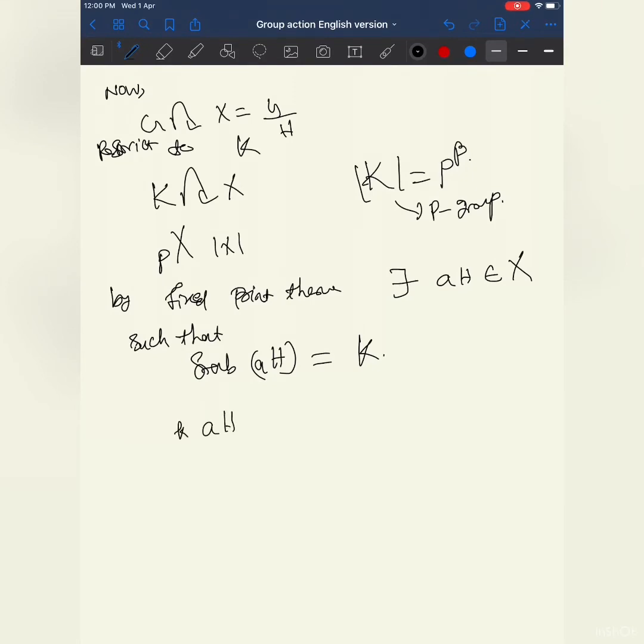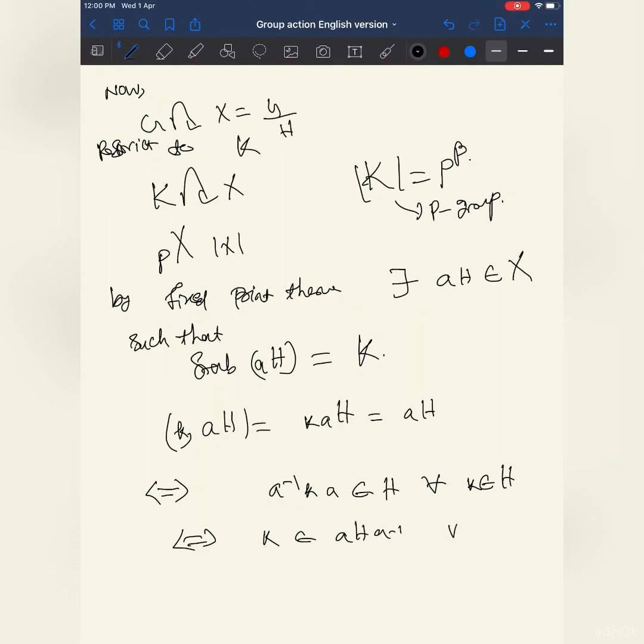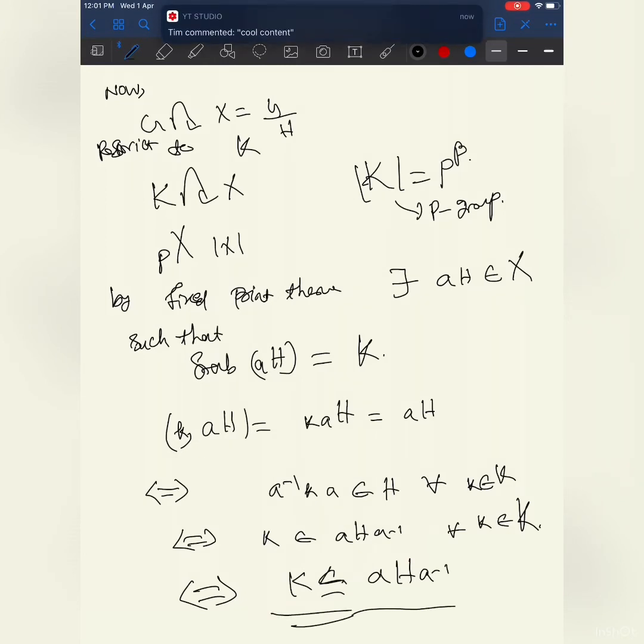It means what? For any k in K, k·AH equals AH, that is again, A inverse kA belongs to H for every k belongs to K. Is it the same as saying, in fact, if and only if k belongs to AHA inverse for every k belongs to capital K? That is, if and only if capital K is a subgroup of this thing, right? So that is what I want to prove. Exactly. Hence the proof.